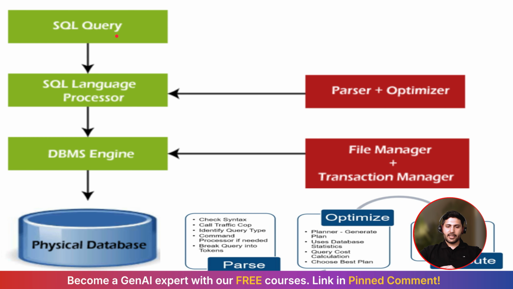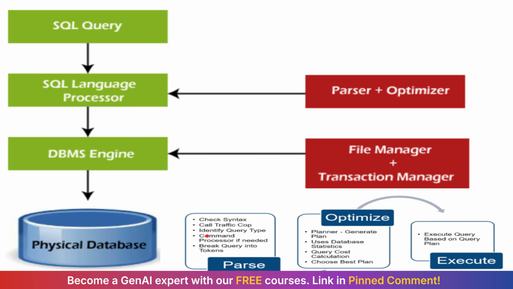Now, this is something that will tell you about the architecture of SQL. Whenever I write a SQL query, there is a parser and optimizer. Parser will check the syntax. It will call the traffic cop, identify query type and commands, call the processor if needed, and break the query into tokens. Optimizer is more like a planner. It will generate a plan. It will use database statistics and query cost calculation, and choose the best plan for that particular query to run. Then we have the database management system engine over here.